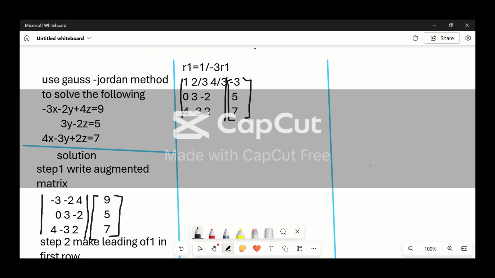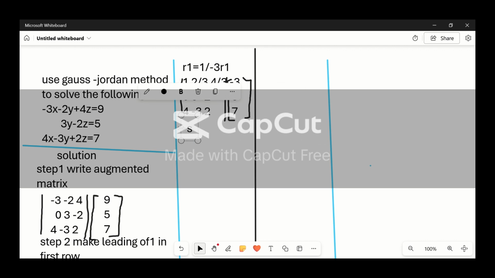After updating this matrix, we can go to step 3. Step 3 is just to eliminate the first column entries, to get 1, 0, 0. In the second row we already have a 0, so we need the third row to have 0 also. So to get this 0 here, we take row 3 equal to row 3 minus 4 times row 1. This is the operation we are going to do.